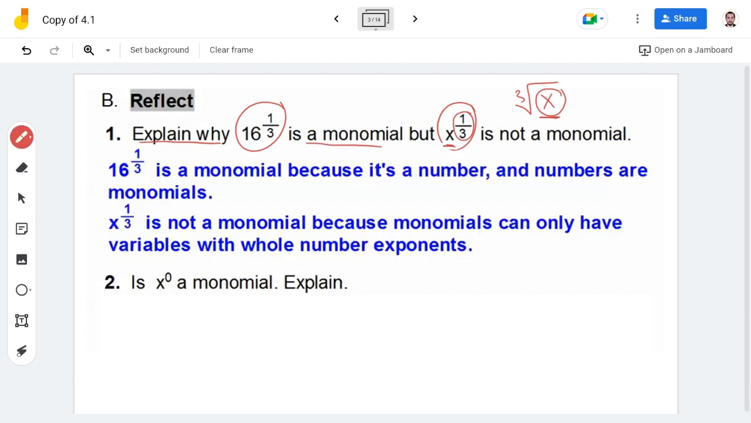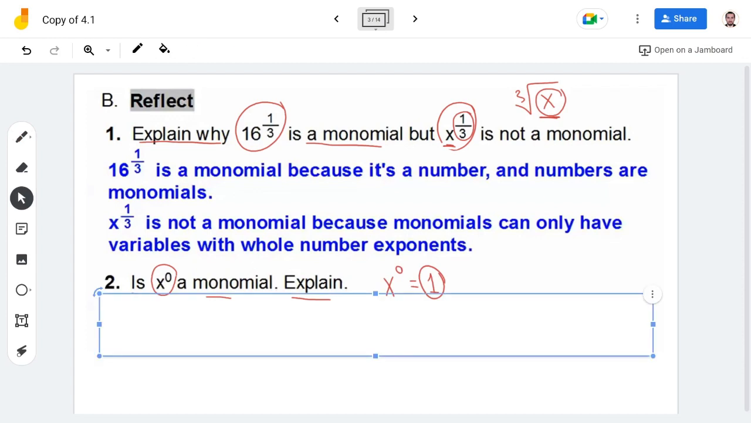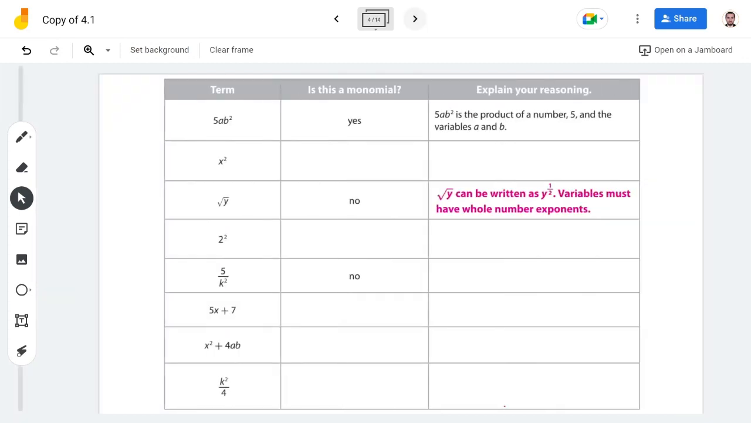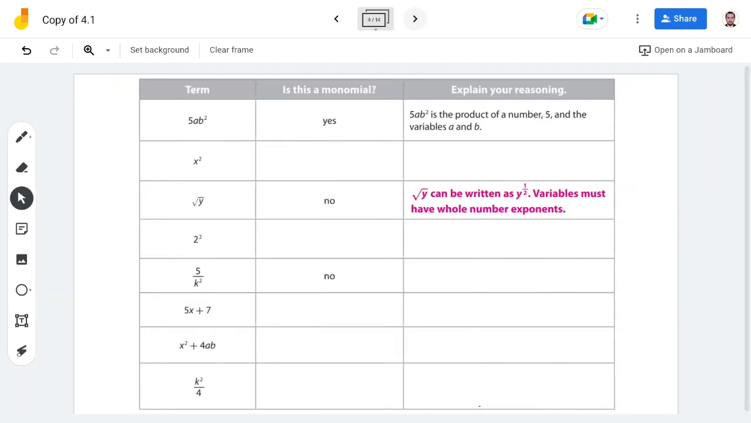Now, is x to the power of 0 a monomial? Explain. Yes, it's a monomial because x to the power of 0 is equal to 1. And is 1 a monomial or not? Yes, 1 is a monomial because it's just a number. Don't forget, if you have only a number, any real or whole number, it is a monomial, except if we have a fractional exponent with a variable. Now let's do these questions here.